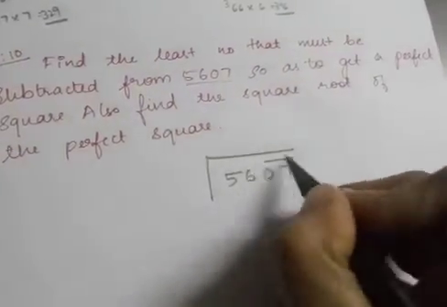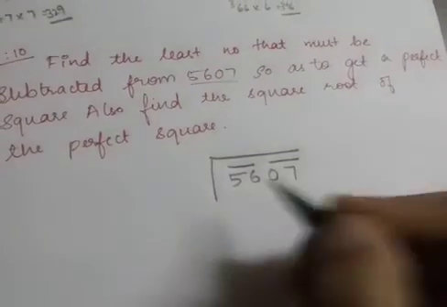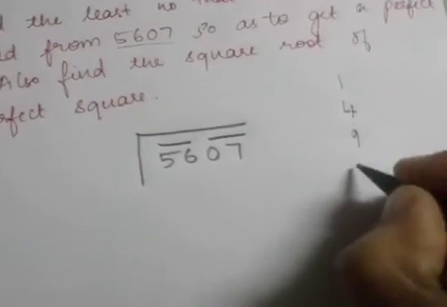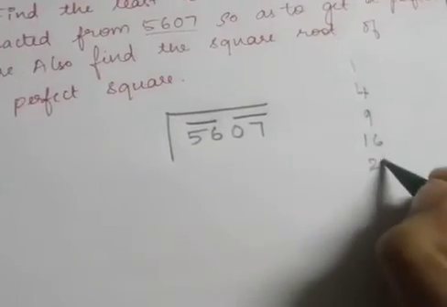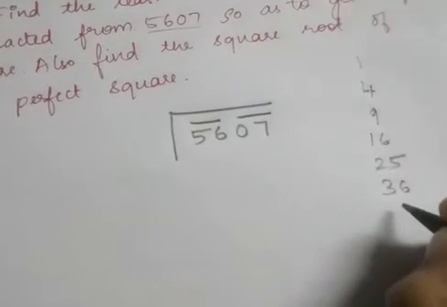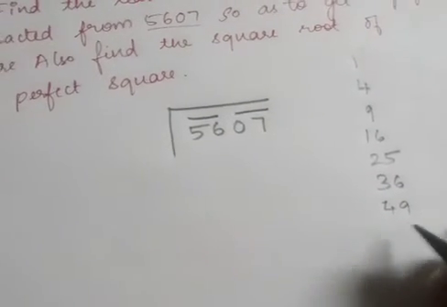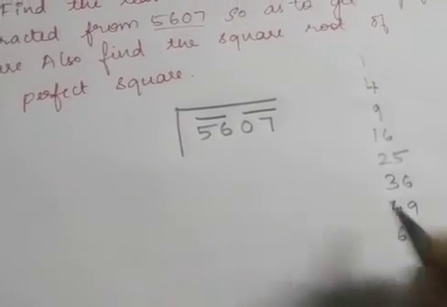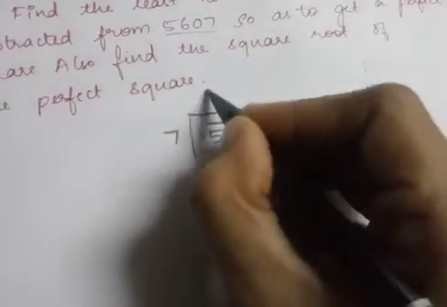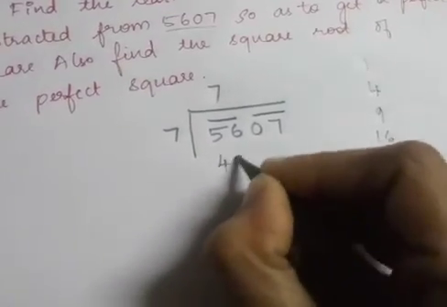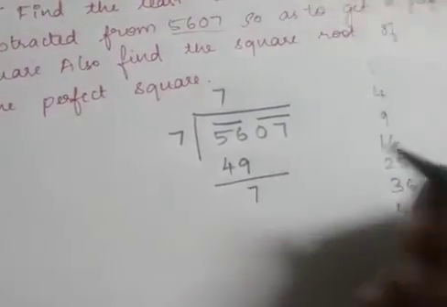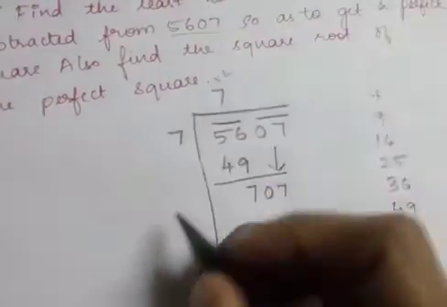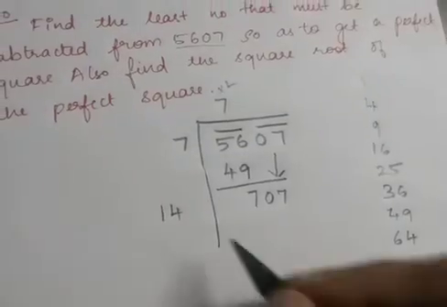5607. Okay, pairing takes place. Now, 1 1 is 1, 2 2s are 4, 3 3s are 9, 4 4s are 16, 5 5s are 25, 6 6s are 36, 7 7s are 49, 8 8s are 64, which is greater than 56. So 7 7s are 49. Remainder 7. Bring both down. 07. Now 7 into 2 is 14. Yes, 7 into 2 is 14.